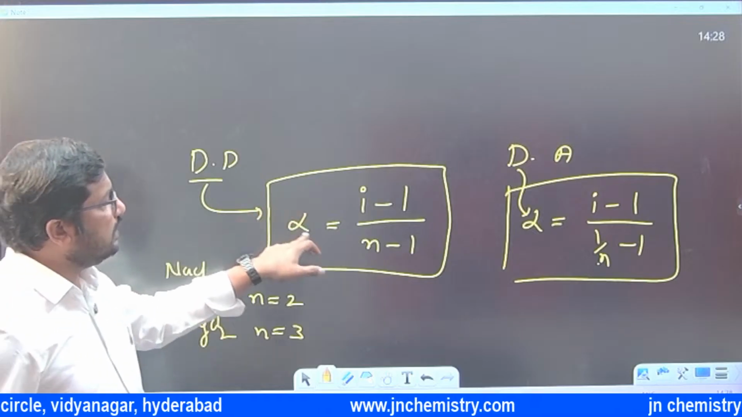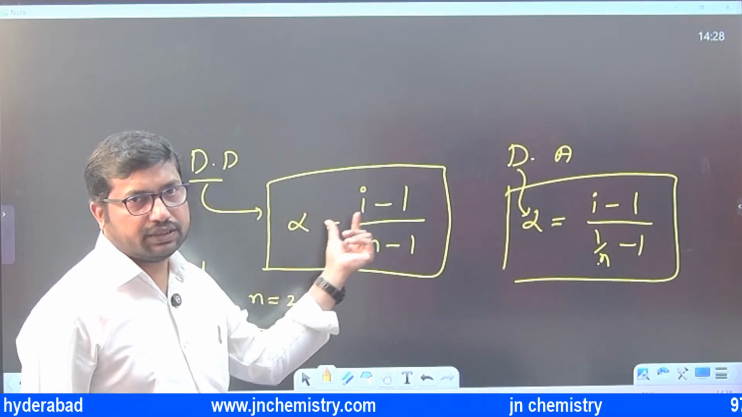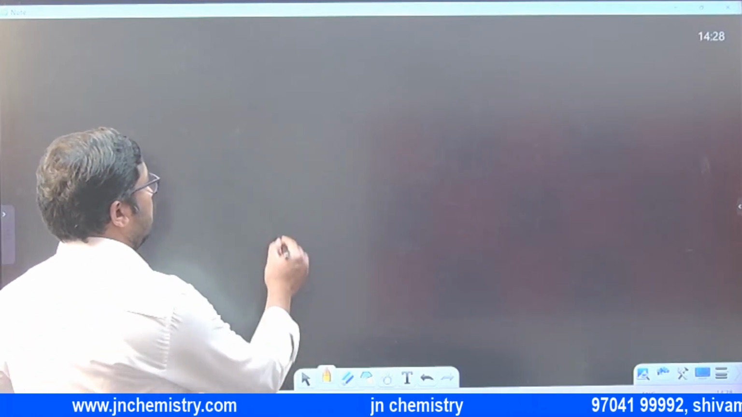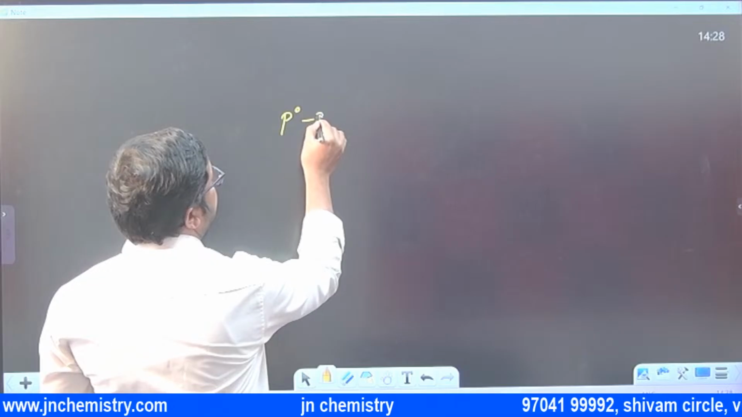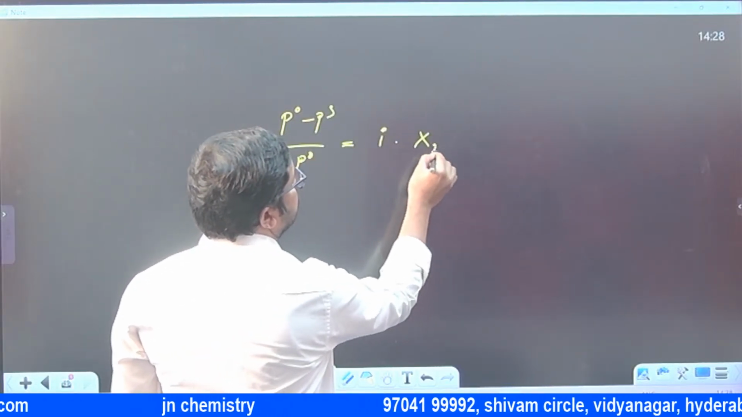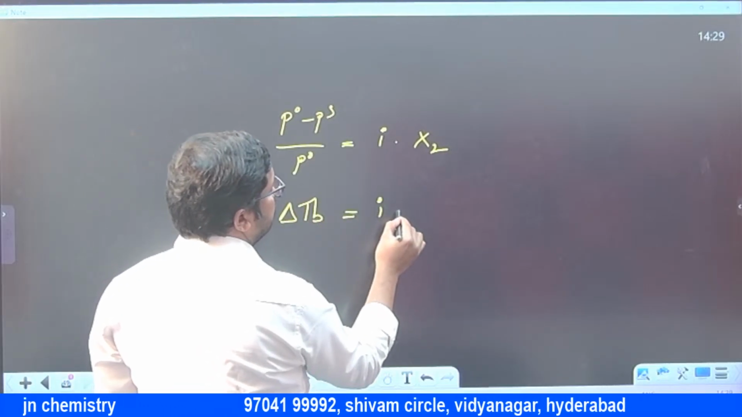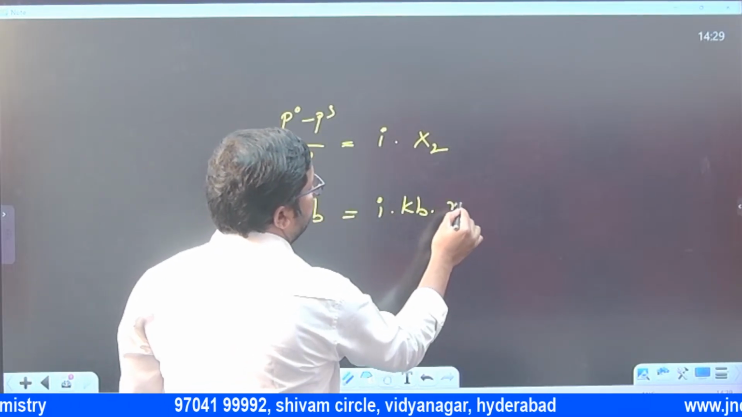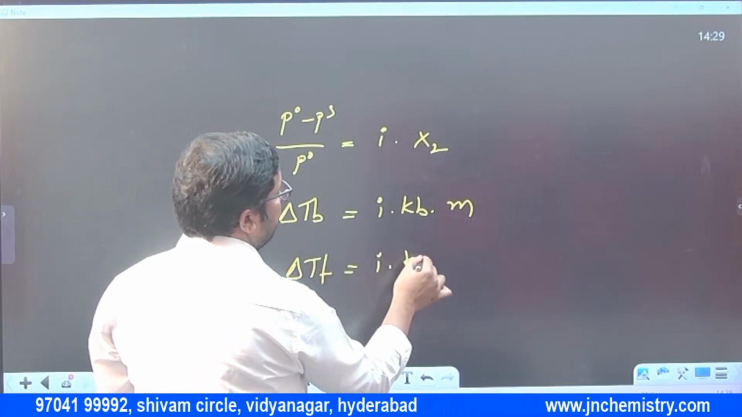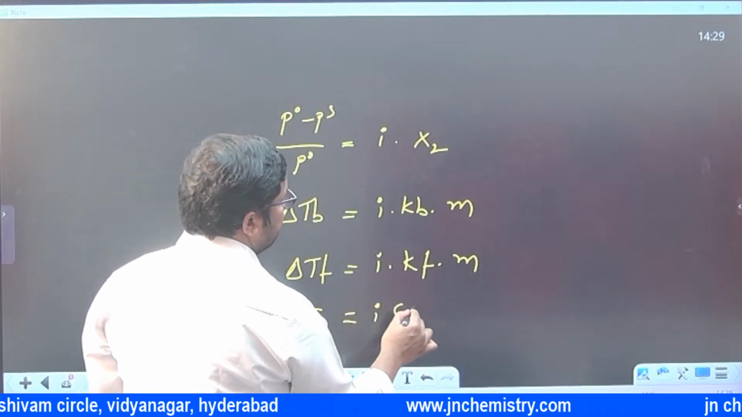So from this, the i value will be calculated based on the degree of association or dissociation they give. Now what we will do: (P0 - Ps)/P0 is equal to i into x2. Delta Tb is equal to i into Kb into m. Delta Tf is equal to i into Kf into m. Pi is equal to iCRT.